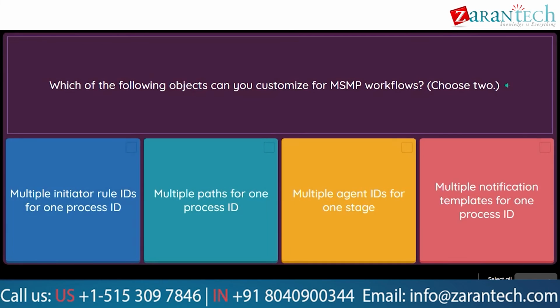Question: which of the following objects can you customize for MSMP workflows? Choose 2. Option 1. Multiple initiator rule IDs for one process ID. Option 2. Multiple paths for one process ID. Option 3. Multiple agent IDs for one stage. Option 4. Multiple notification templates for one process ID.